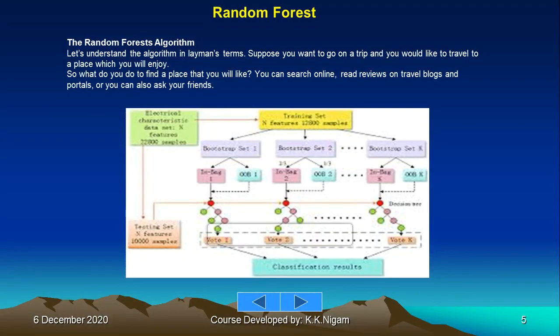Now the random forest algorithm, if you want to understand it in layman's language, is like this. Suppose you want to go on a trip. All of us go on a trip for a vacation or something. So suppose you want to go on a trip and you would like to travel to a place which you will enjoy. So what will you do? Find a place that you would like to go. Then you can search online, read reviews or travel blogs and portals, etc. Or you can ask your friends.